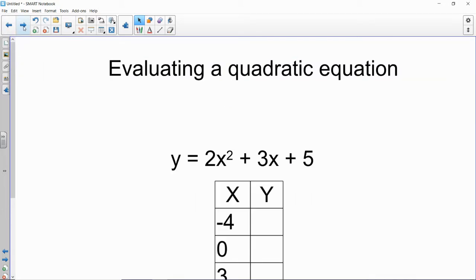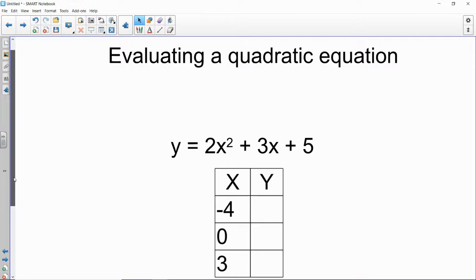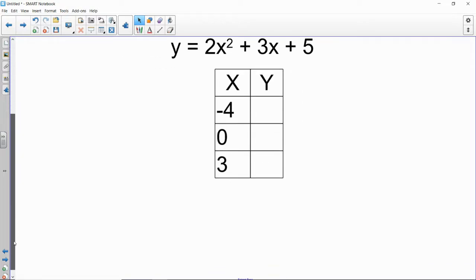The second thing I wanted to take you through, and there's a quick worksheet on this in lesson 2 of this week, is just evaluating a quadratic equation, remembering what that to the power of 2 does. I wanted to look at a negative number, 0, and a positive number. So we're going to use this equation, y equals 2x squared plus 3x plus 5. I'm going to evaluate it for the 3 numbers in our table.